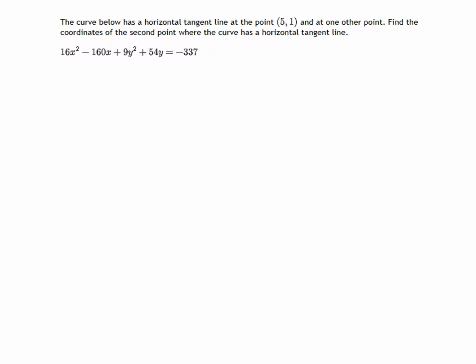And to do that, we are going to find the derivative. I'm going to use implicit differentiation to find that. For the first term, we'll have 16 times 2 is 32x, minus 160, plus 18y times dy/dx, plus 54 times dy/dx is equal to 0.